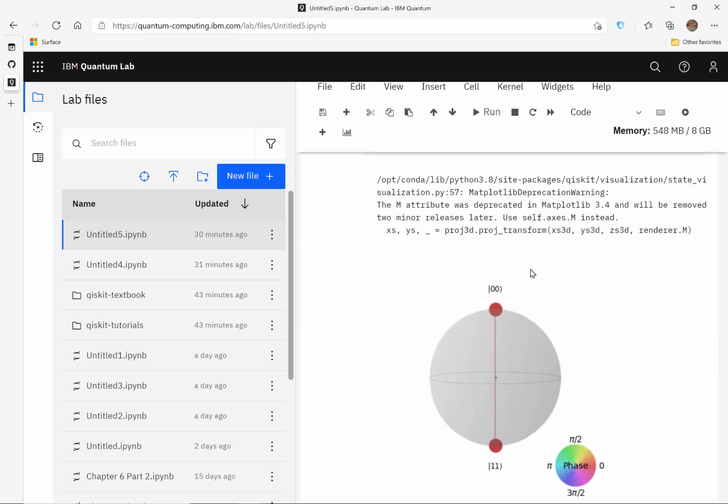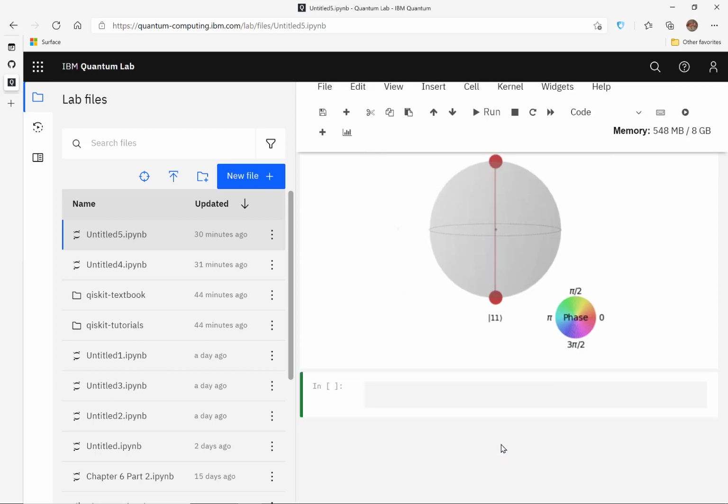And notice that the circles are the same size, so the magnitudes are the same, and both of these are red, so both of them are positive. So this actually agrees with what we expect: 1 over square root of 2, |0,0>, plus 1 over square root of 2, |1,1>. And let's just make sure that that's what the result will tell us as well.